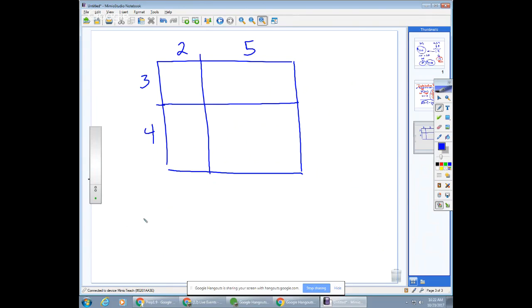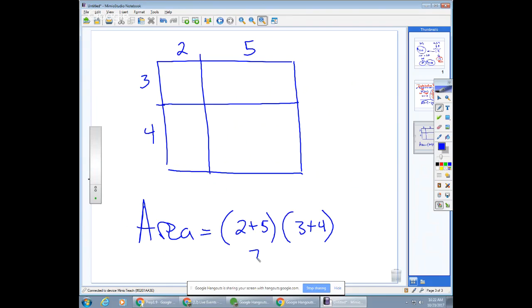Bottom line, the area of this whole floor plan has a base of 2 plus 5 and a height of 3 plus 4. Order of operations says do what's inside the parentheses first. 2 plus 5 is 7. 3 plus 4 is 7. 7 times 7 is what?